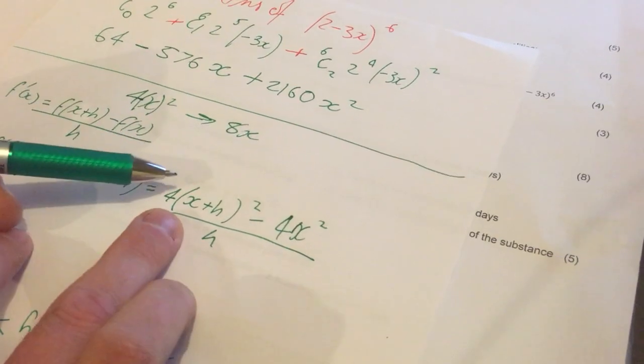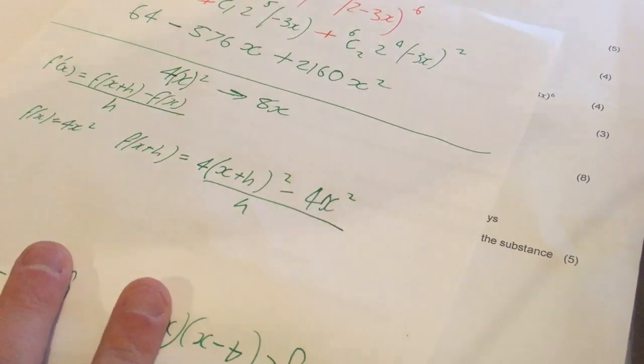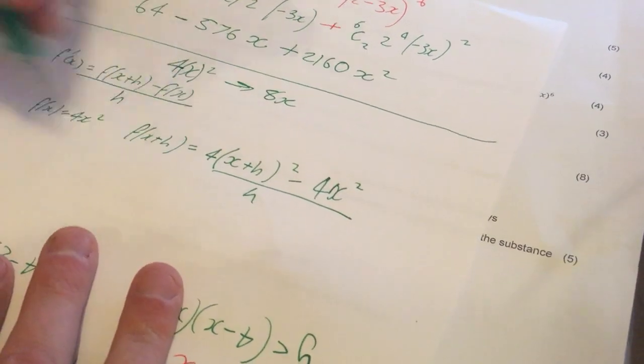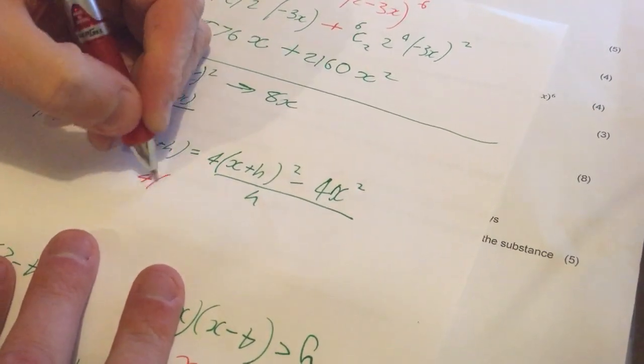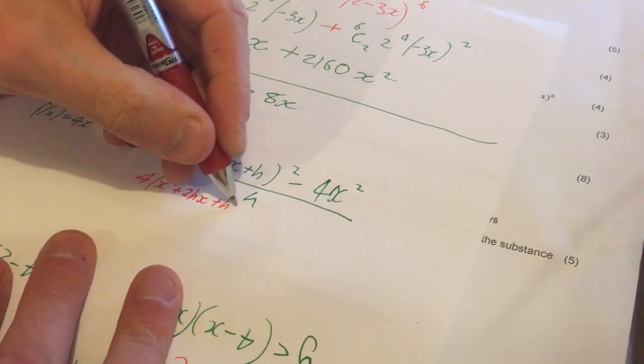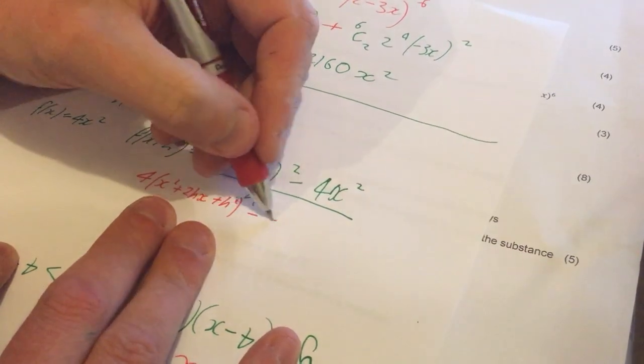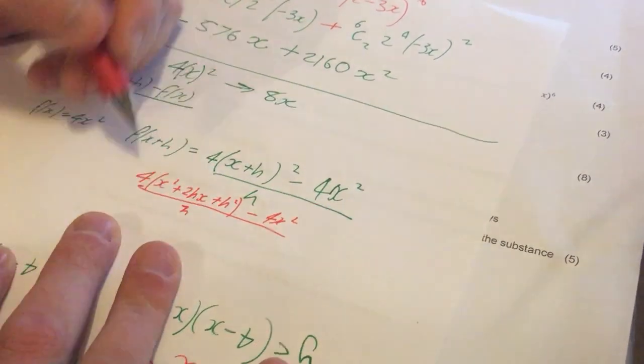So all we've got to do is expand this, subtract that, divide by h, say it goes to 0, and then we're done. So if we do this properly and expand the quadratic, x squared plus 2xh plus h squared, you can use binomial expansion on that if you want to do it quite quickly. It's good with the cubics as well. Minus 4x squared all over h.